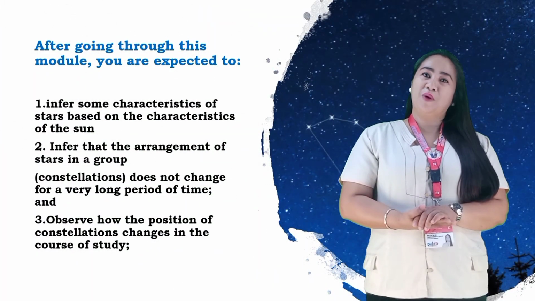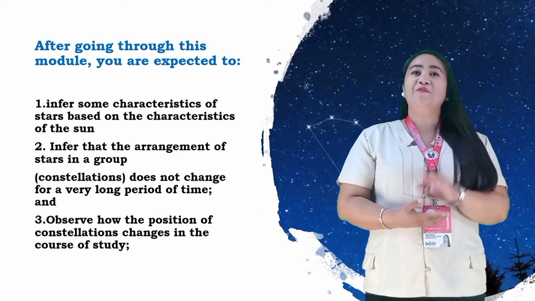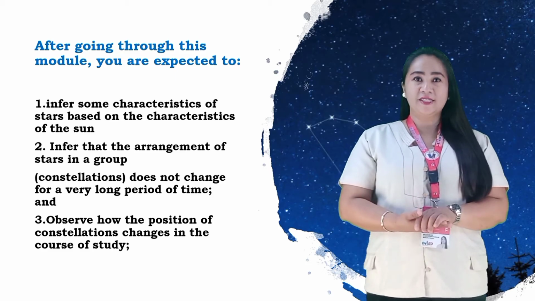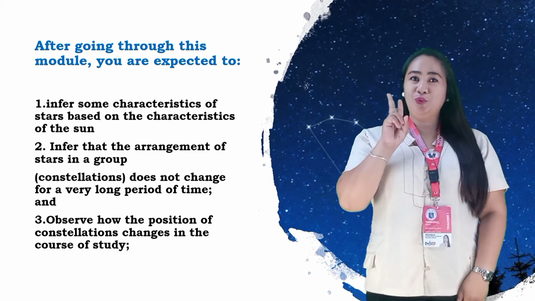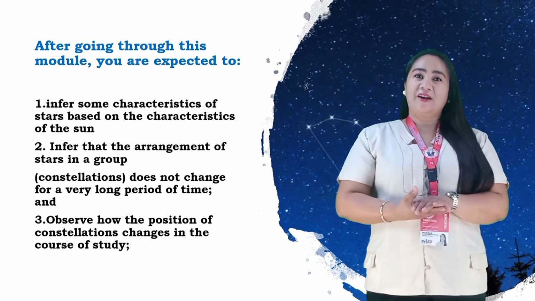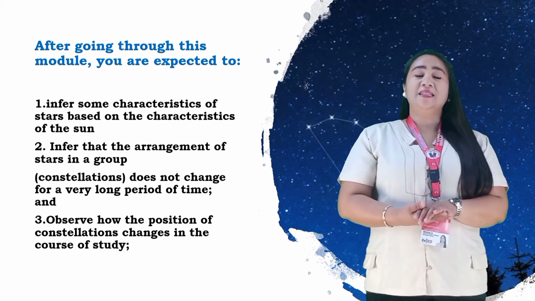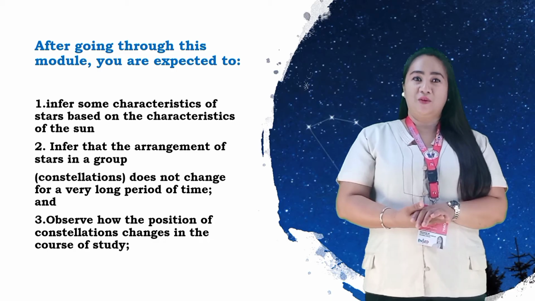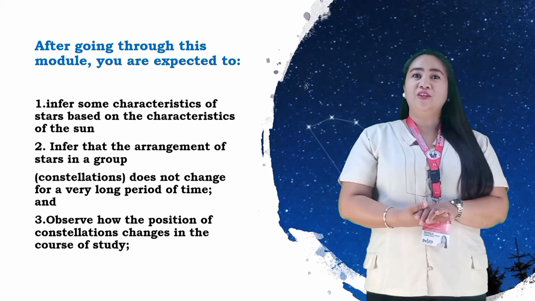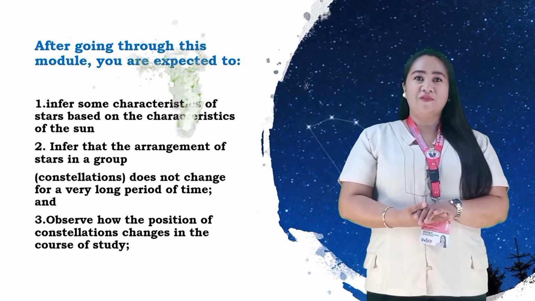After going through this module, you are expected to: number 1, infer characteristics of stars based on the characteristics of the sun. Number 2, infer that the arrangement of stars in a group or constellation does not change for a very long period of time. And number 3, observe how the position of constellation changes in the course of the study.